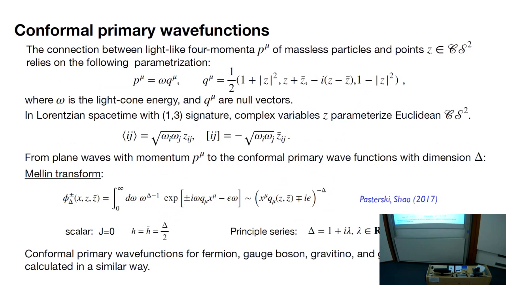So as you already saw in Laura's talk, it's quite useful to do a transform basis for the scattering amplitudes. So the usual way we parameterize the light-like momenta is in these ways. And then it turns out that we can do a Mellin transform with respect to the light cone energies. And this transformed basis basically makes the conformal properties on the celestial sphere manifest. And this is done for the scalar plane wave, and it can be done for the other particles, including spins.